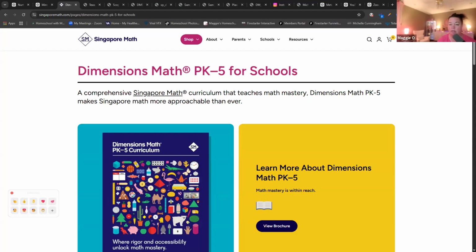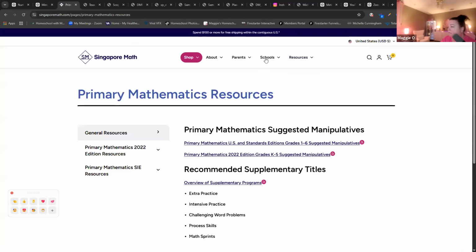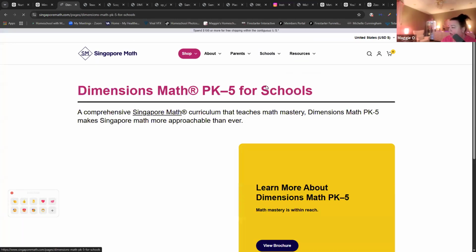So let's talk about what parents actually need, because Dimensions Math has several different components. So for the pre-K, it talks about the manipulatives here. So you would need the textbook, the workbook, and either the home instructor's guide or teacher's guide. For homeschool families, the home instructor's guide is specifically designed for teaching in a one-on-one setting. So I want to come back over here.